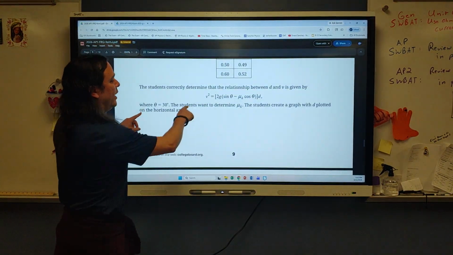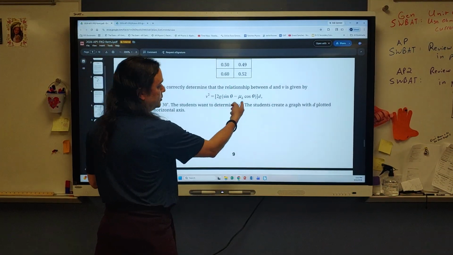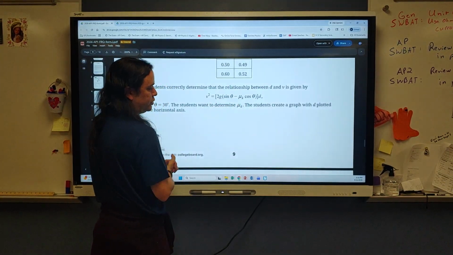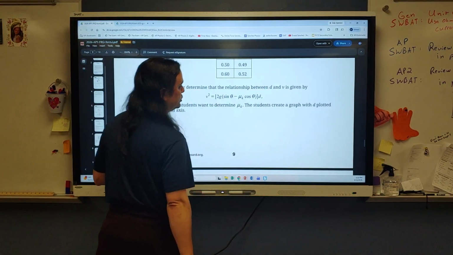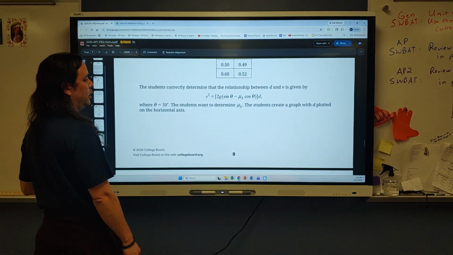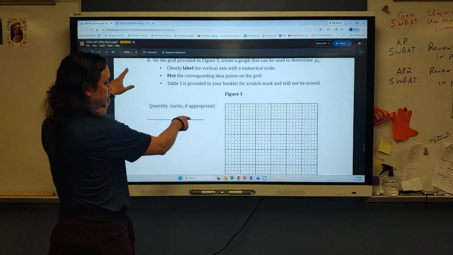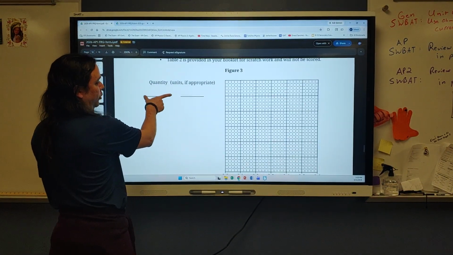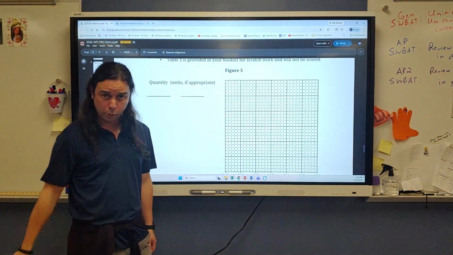They also say, we have this expression, but theta is going to be equal to 30 degrees, and g is near the surface of the Earth, so we would treat it as 10. The students want to determine mu sub k. The students create a graph with d plotted on the horizontal axis. What should we put on the vertical axis? We need to put the quantity and units if appropriate. Make certain you put both on there.